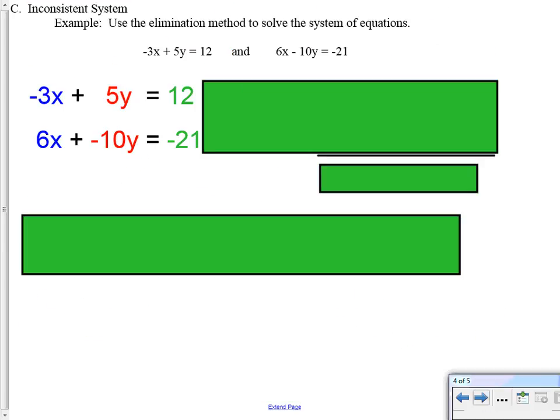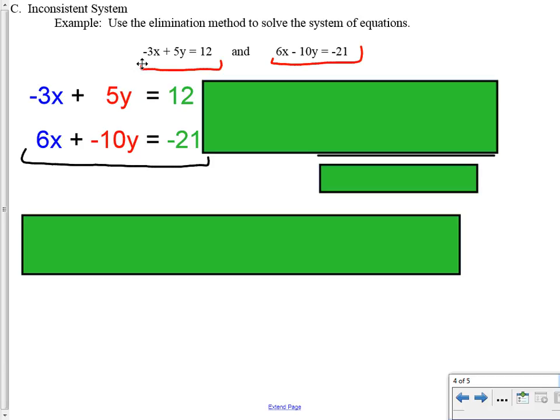For our last example, it's kind of a spoiler alert, I should say, that it's an inconsistent system. And I'll show you what that looks like in the case of just solving algebraically. So again, we have our system of two equations: negative 3x plus 5y equals 12, and 6x minus 10y equals negative 21. Like before, over here I set them up one over the other. Doesn't matter which one is on top. We just have our two equations.